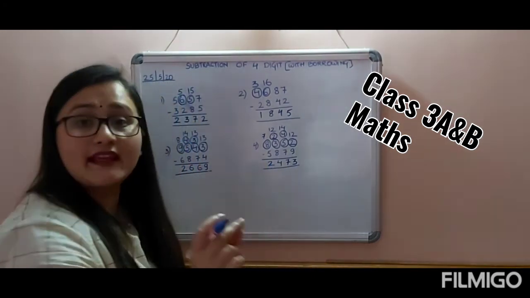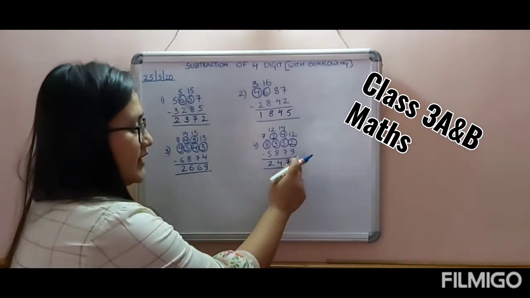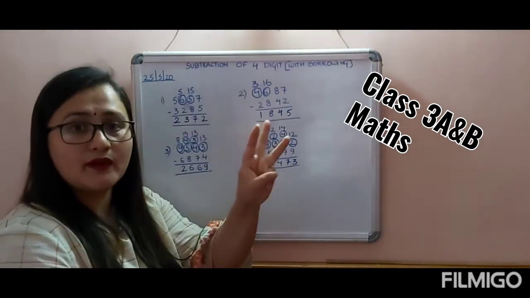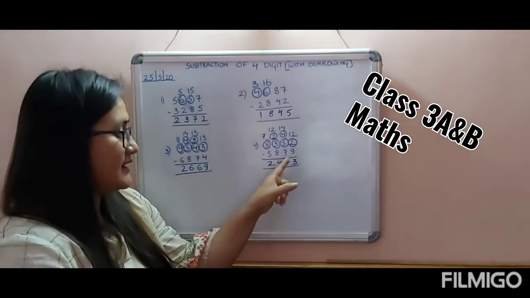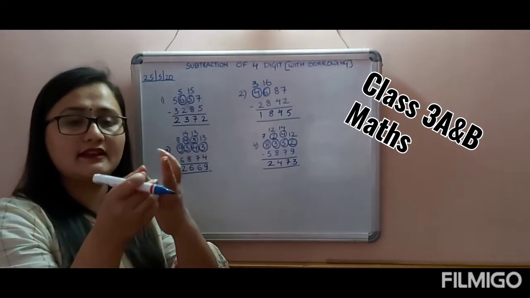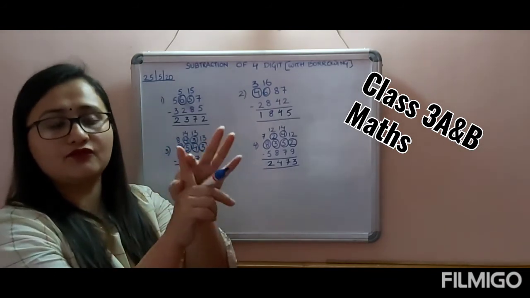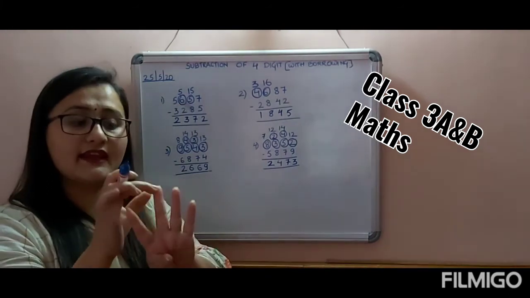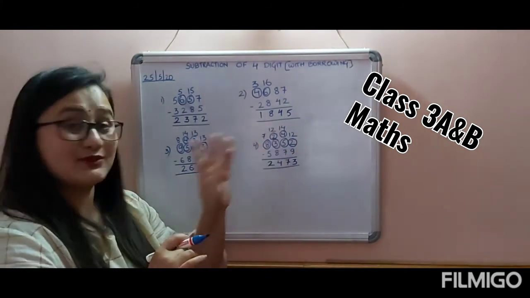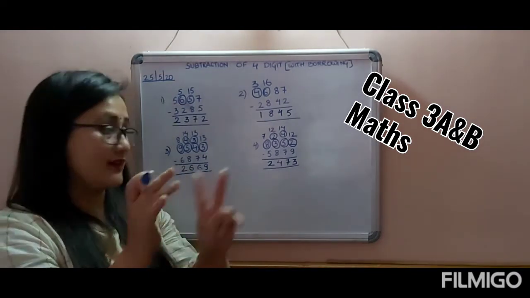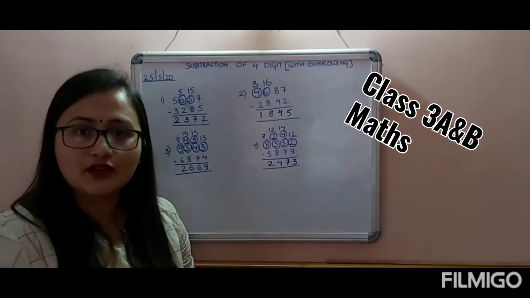Now let's quickly check the answers also. Okay. 9 plus 3: 9, 10, 11 and 12. Yes, you are right. 7 plus 7: 7, 8, 9, 10, 11, 12, 13, 14. Yes, you are right. 8 plus 4: 8, 9, 10, 11, 12. Yes, you are right. And 5 plus 2: 5, 6 and 7. Yes, your answer is absolutely right.